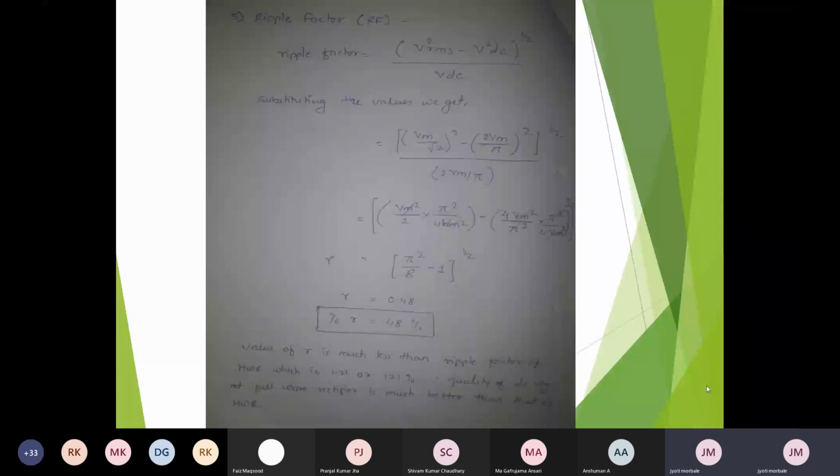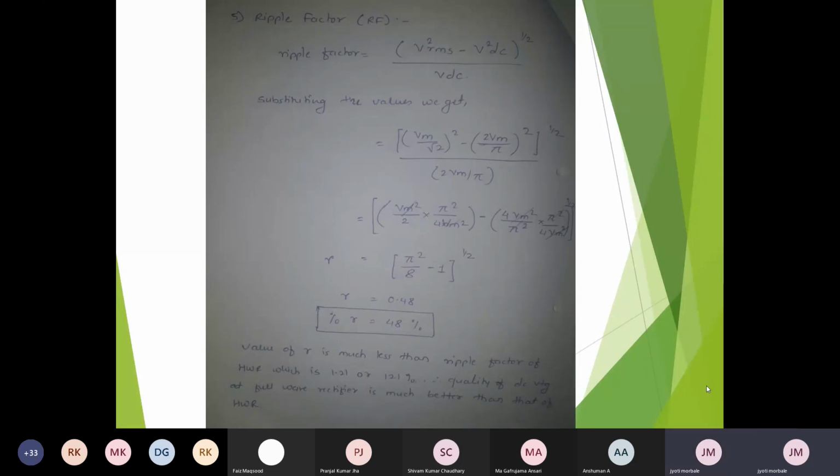VRMS for full wave rectifier is Vm by root 2, उसका square, minus VDC for full wave rectifier is 2 Vm by pi, उसका square, raised to half, that is its root, upon VDC is 2 Vm by pi. वो फुल वेव रेक्टिफायर के सारे सब्स्टिट्यूशन इसमें डालो रिपल फैक्टर के बेसिक फंडामेंटल इक्वेशन में, then check which term gets deleted. At the end, we get the ripple factor R for full wave rectifier in percentage is 48%.